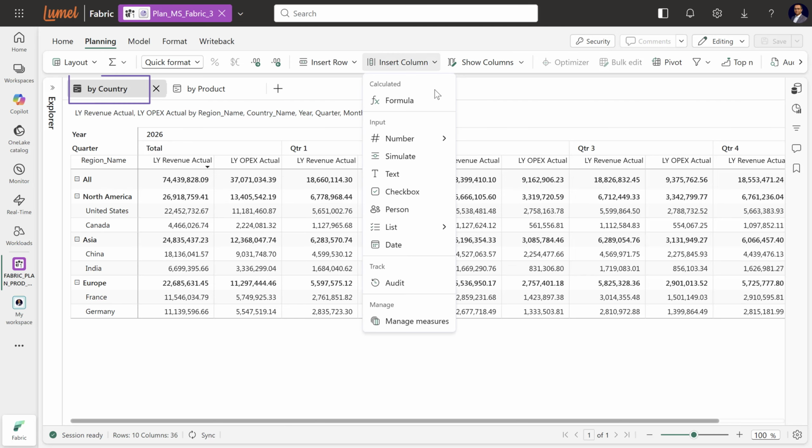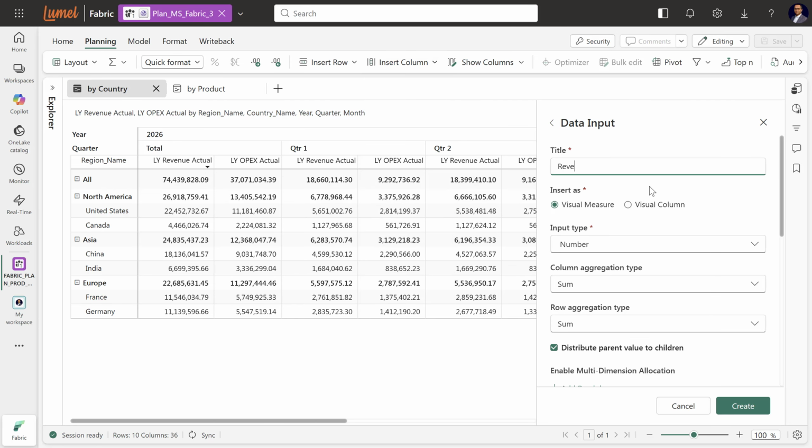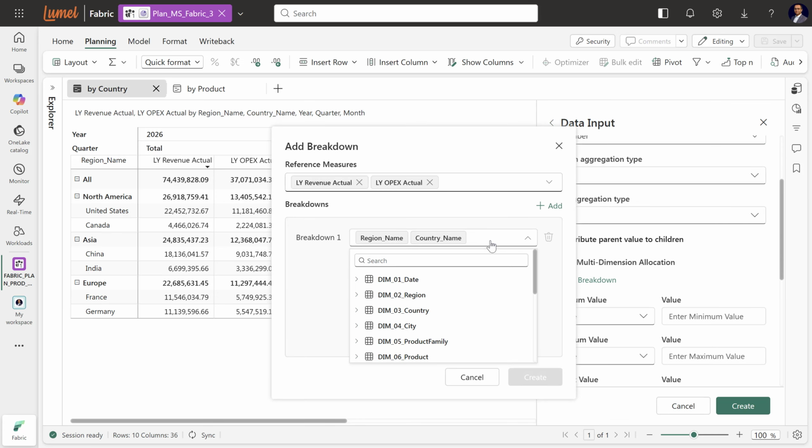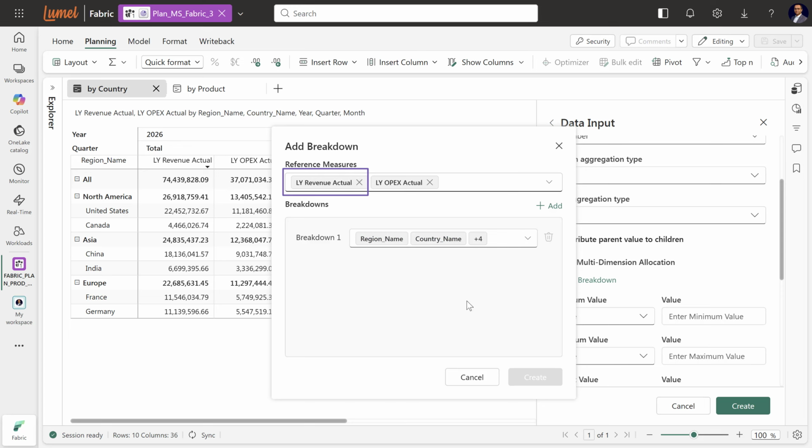In the Country app, let's create a measure. Name it Revenue Plan. Add a breakdown to include all the six dimensions which are present in the Product app. Retain the last year's actual revenue as our reference measure, and remove the last year's actual expense measure.